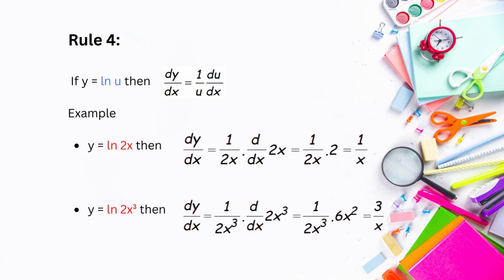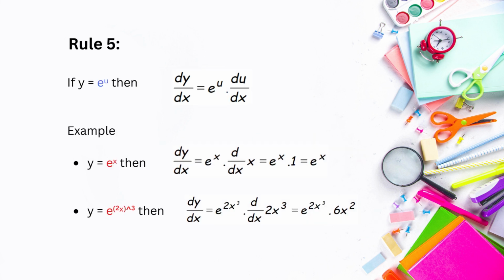Rule 4. If y equals ln u, when we differentiate it we change it to 1 over u and multiply with the differentiation of u. For example, ln 2x, we change it to 1 over 2x and multiply with the differentiation of 2x. The second example is also the same.